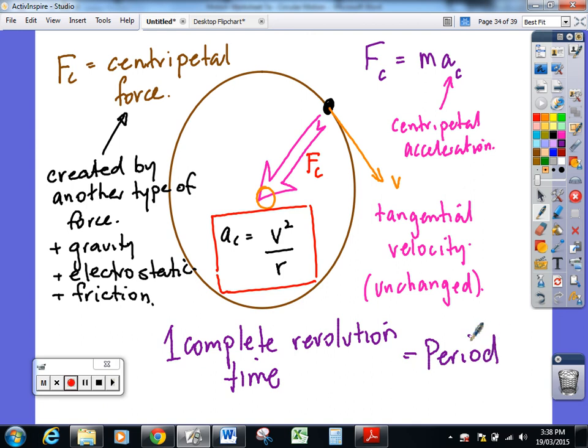Now, the period is, once again, if this was an electron, the time taken to go around one loop, one full circle, one full revolution. We, however, have a name for when this is a planet. If it's a planet, a full revolution is called a year. So we know that the Earth's period is 365 days and a bit. If it's a moon, then we call that a month. So it's one month. So that's that, okay?